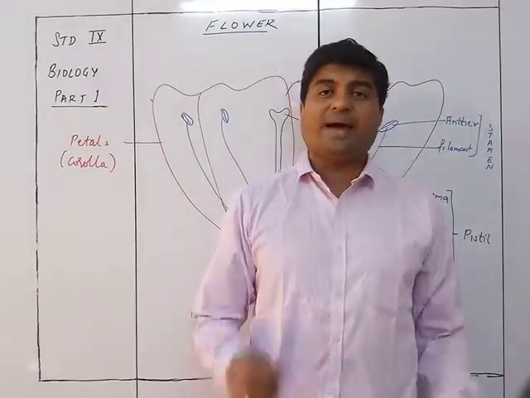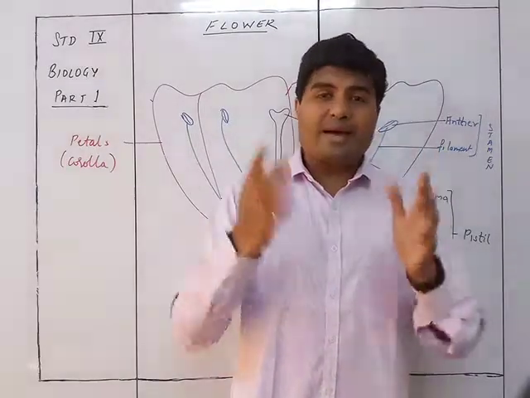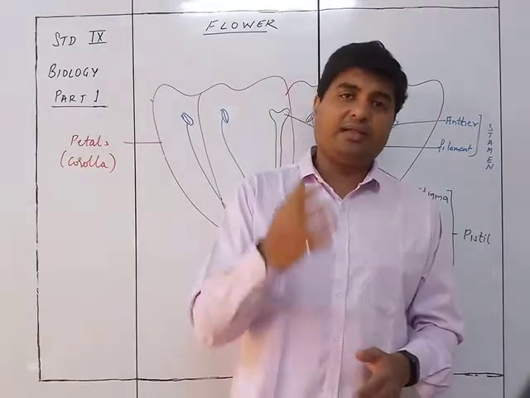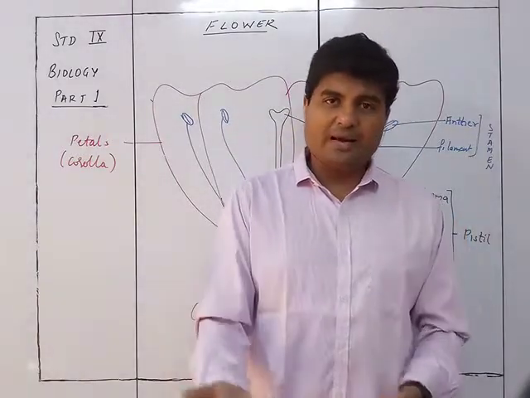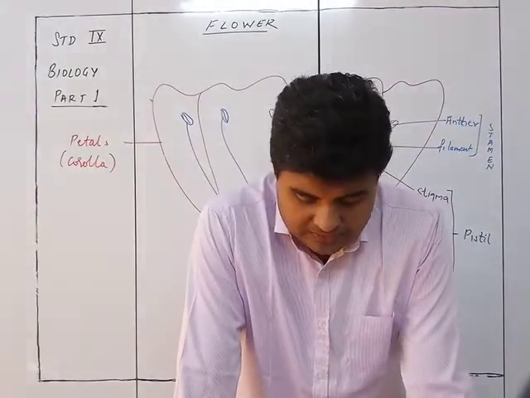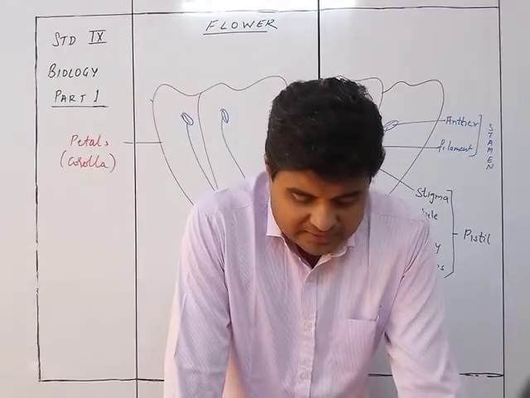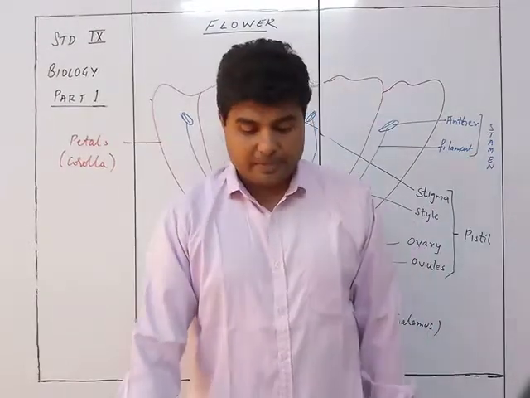Yes, I told you, they are directly concerned with reproduction. Those that are directly concerned with reproduction are the style, the stigma, the anther, the filament, the pollen grains, the ovules. These parts consist of the stamen, the male part, and the carpel, the female part.